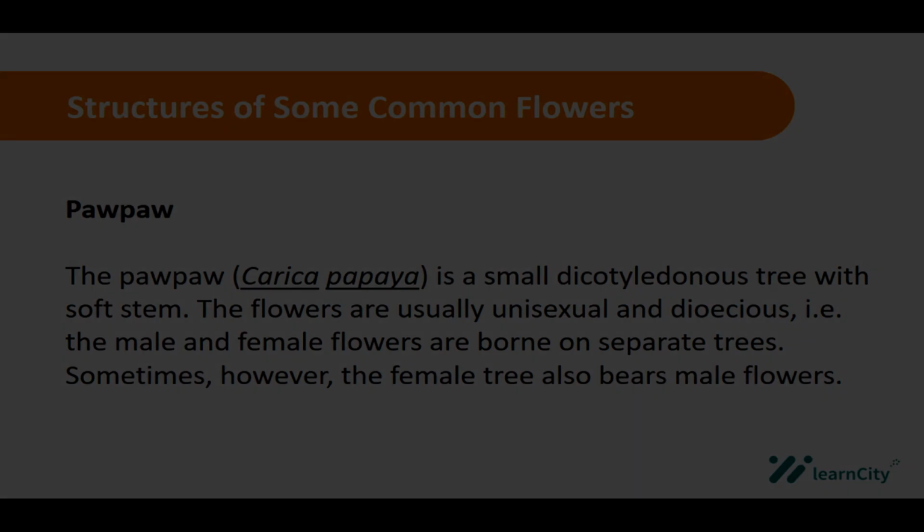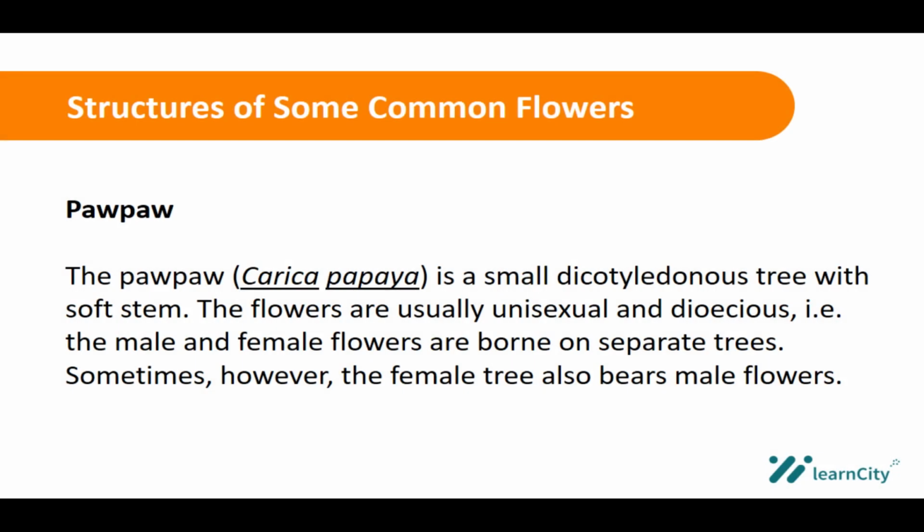Now let's talk about the structure of the flowers of pawpaw. Pawpaw, which is known scientifically as Carica papaya, is a small dicotyledonous tree with a soft stem. The flowers of pawpaw are usually unisexual and dioecious, which means that the male and the female flowers are borne on separate trees.